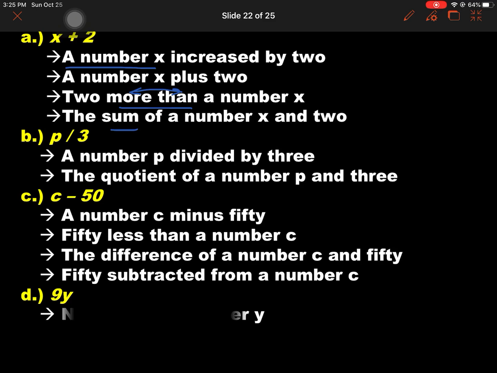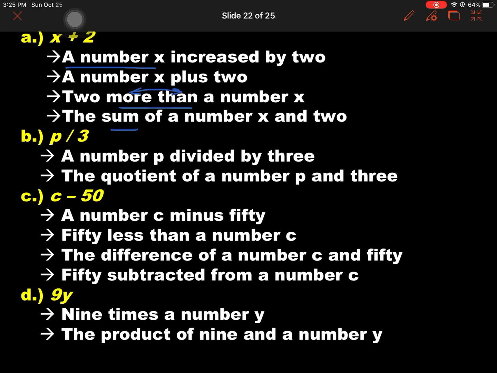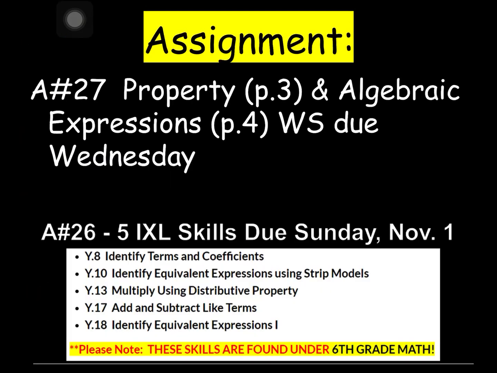9y would be 9 times a number y. You could have the product of 9 and a number y, and I believe there's others that you could come up with, but that's pretty much it in regards to multiplication. A number 9 multiplied by a number y. So those are some options that you can have. And once again, you are going to have to write down one, and then as you go, try to use different ones instead of the same thing every time as you write some of your homework problems.